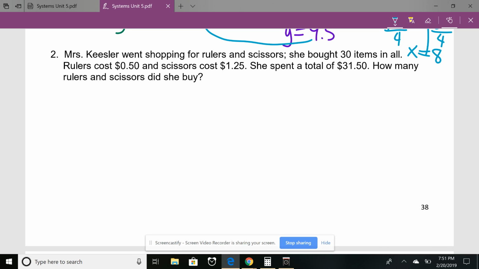So automatically, my let statement, I'm going to have my x be how many rulers. So it says how many rulers and scissors did she buy? So x would be the number of rulers. y is going to be the number of scissors.